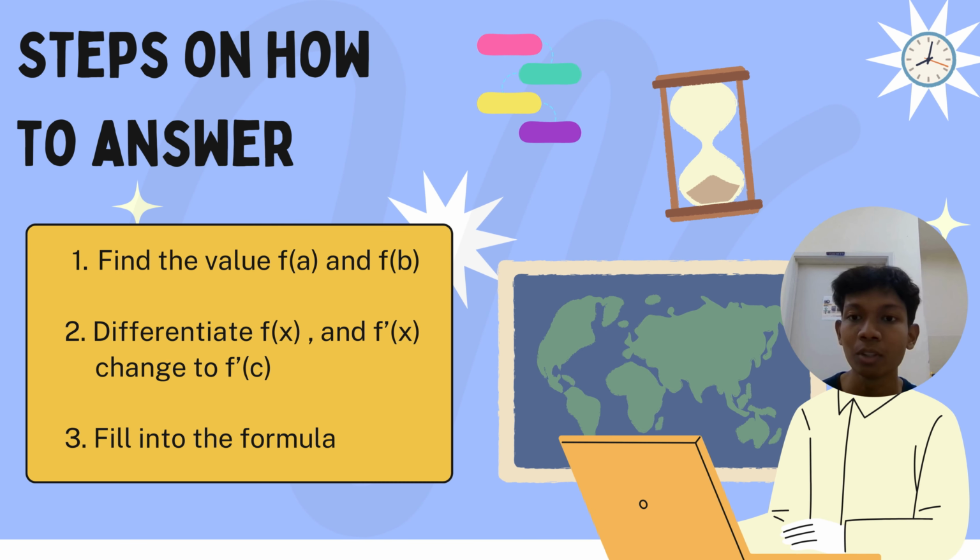Now we're going to talk about steps on how to answer the question. First, we need to find the values of f(a) and f(b). Second, we need to differentiate f(x), and then f prime x, we need to change it to f prime c. And the third one is we need to fill into the formula.